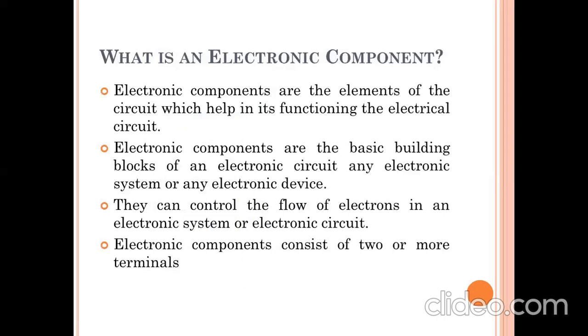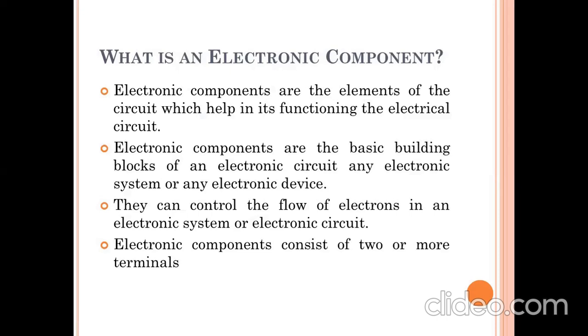Next is basically what is an electronic component. An electronic component is an element of the circuit which helps in functioning of the electrical circuit. These are the basic building blocks of any electronic circuit. They can control the flow of electrons in any electronic system or circuit. These components may consist of two or more terminals.